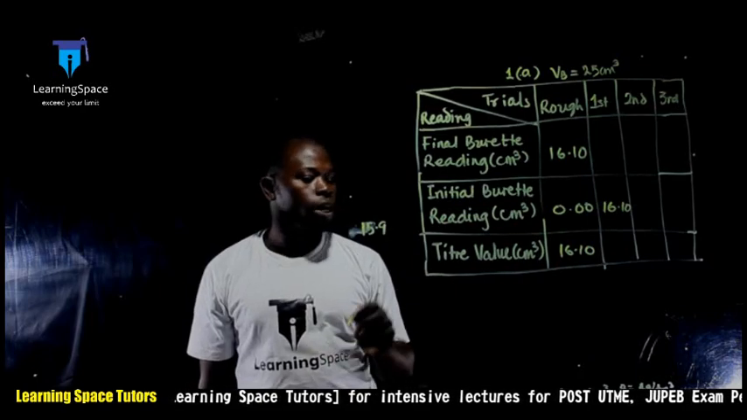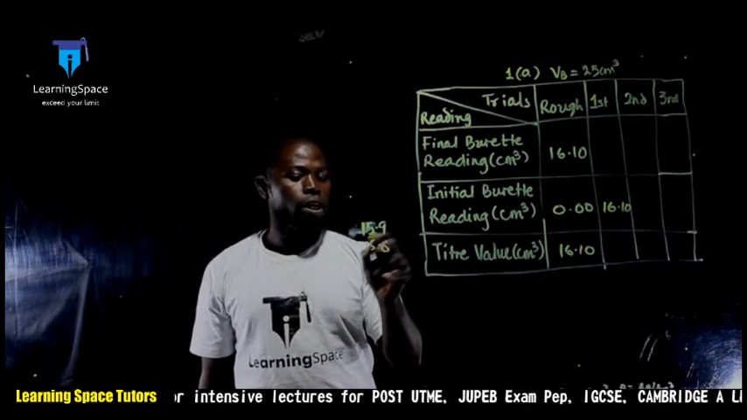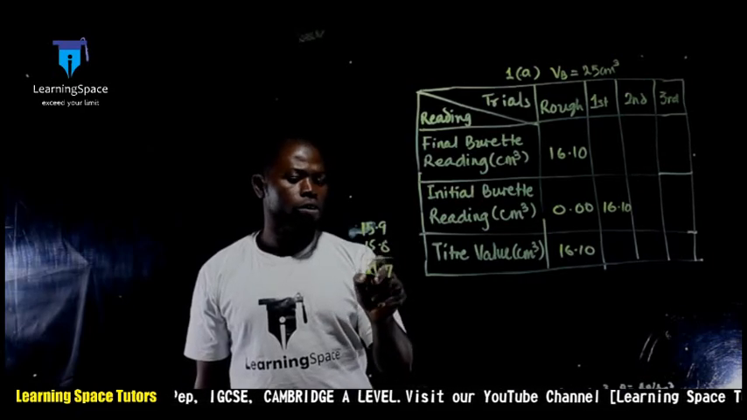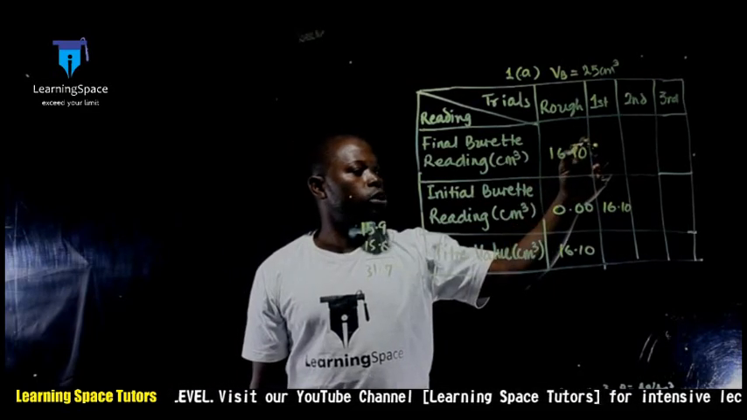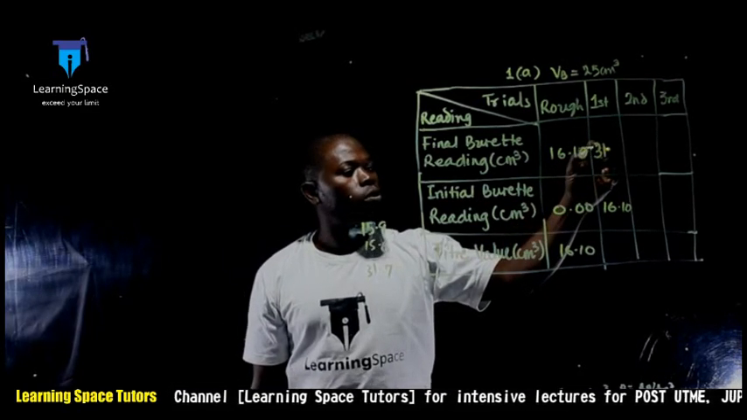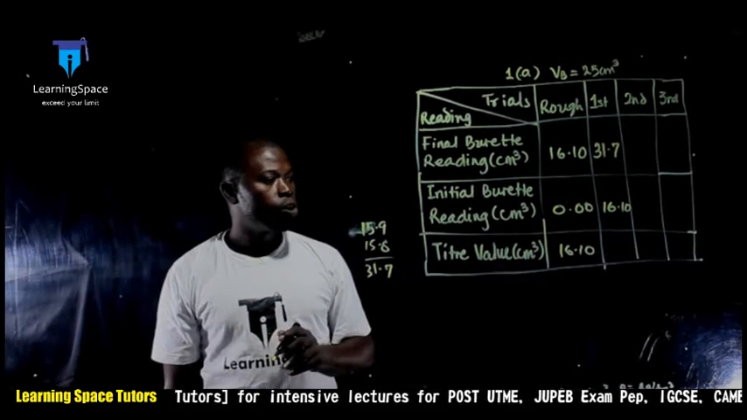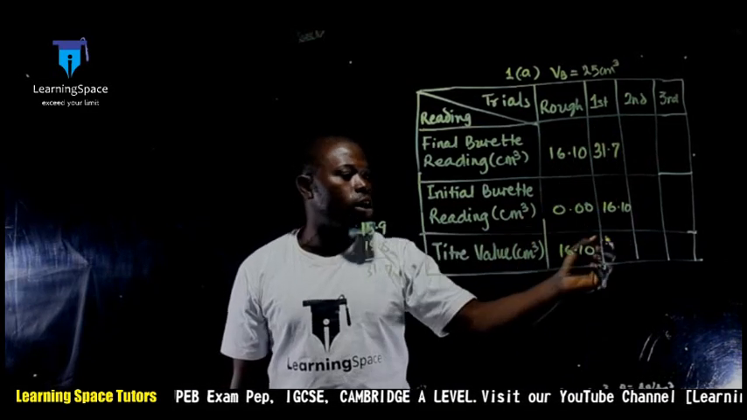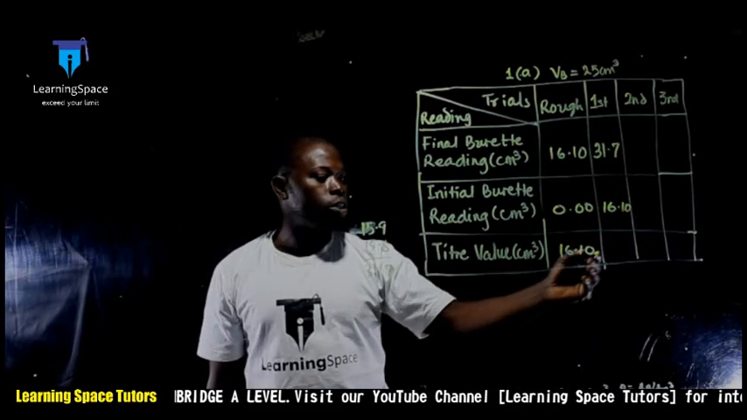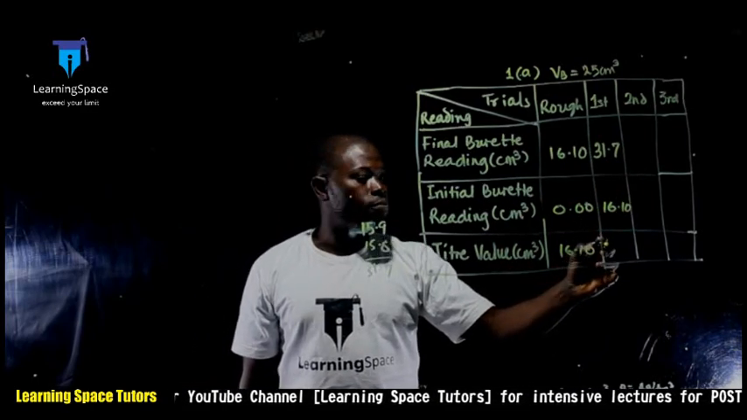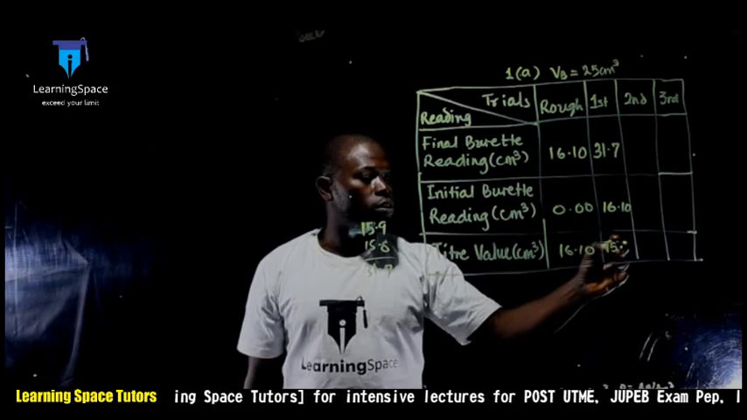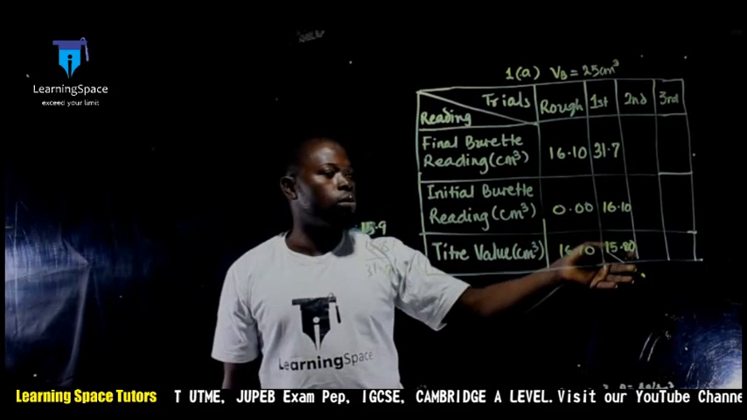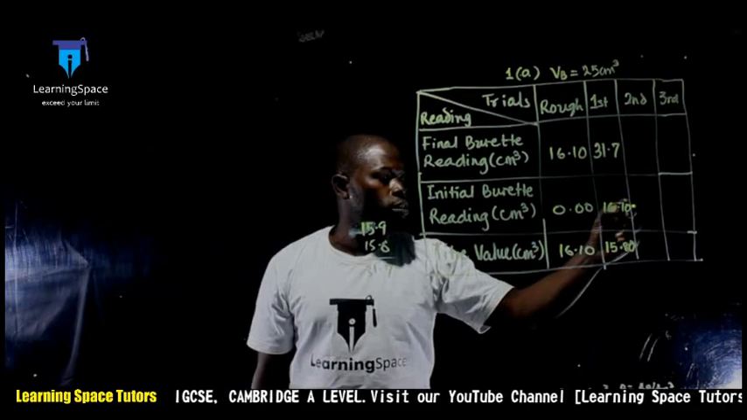Now, if we start from this 16.10 in the next one, and we have 15.8, this is going to give me 7, this is going to give me 1, 3. So my final burette reading here will be 31.7. The difference between the final and the initial burette reading is going to give us 15.80.